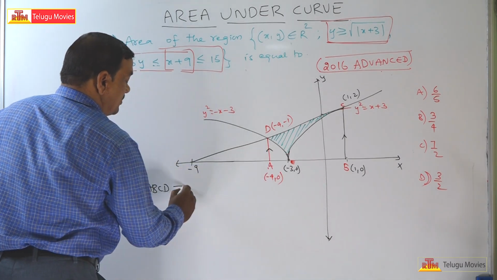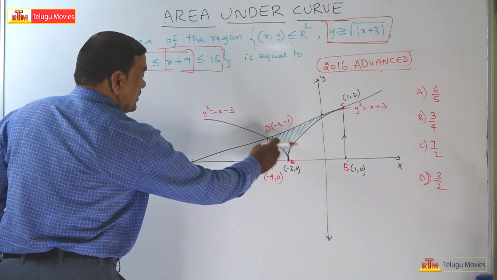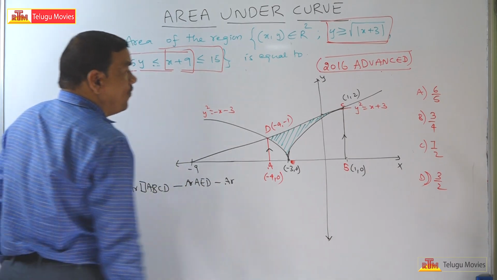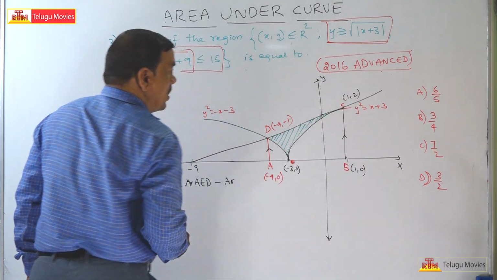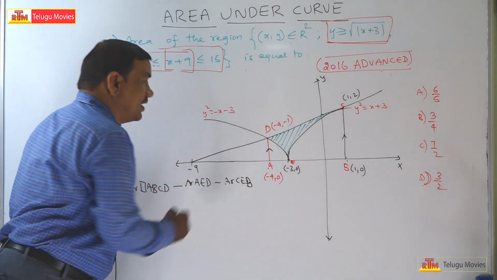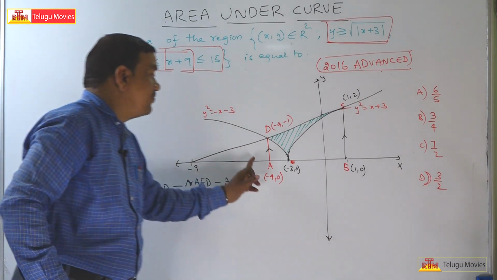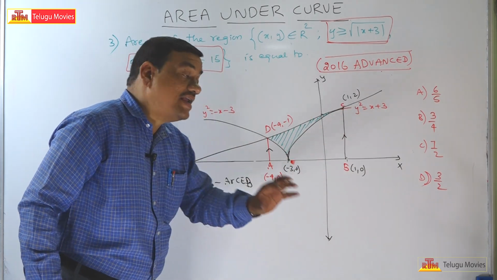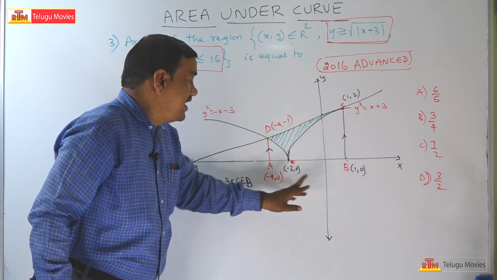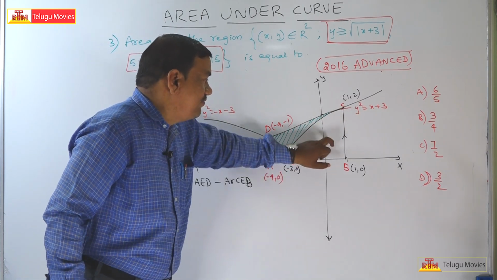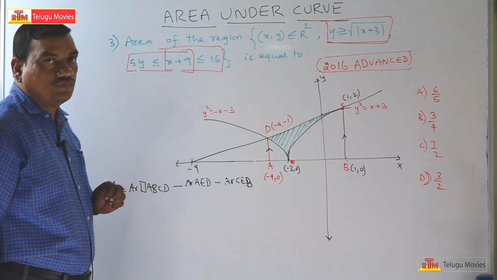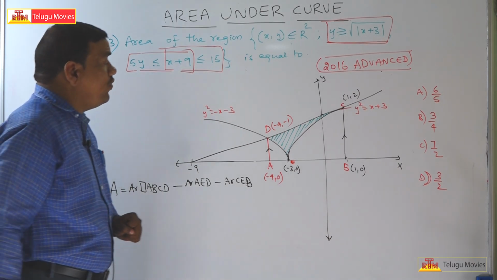area of this region, area of AED, minus area of EBC or CEB. Area of CEB. Once again, I am telling: area of ABCD, the trapezium area, minus area of this region, that is ADE, minus area of the region CEB. If you subtract these two areas from the trapezium area, you will get the required area. Then how did we get these points?